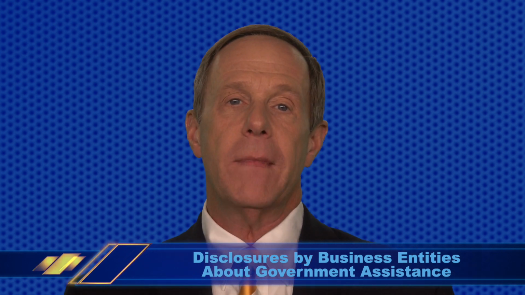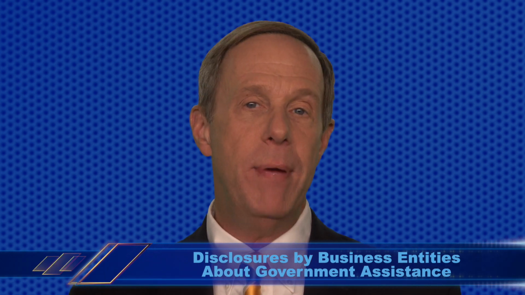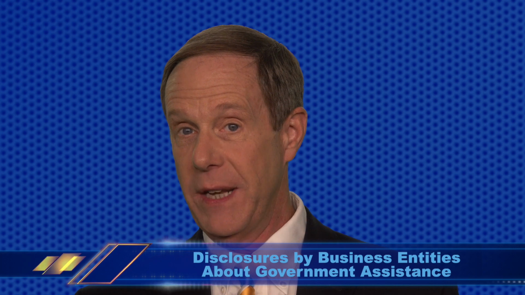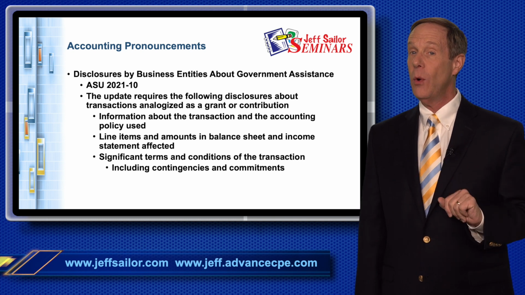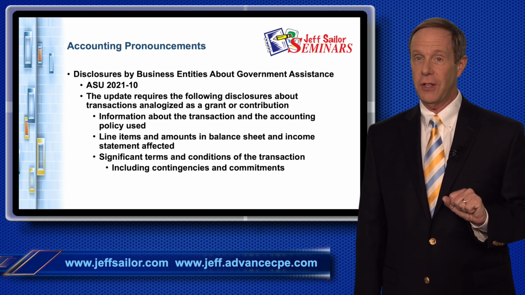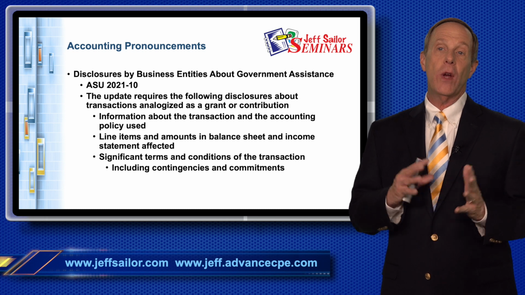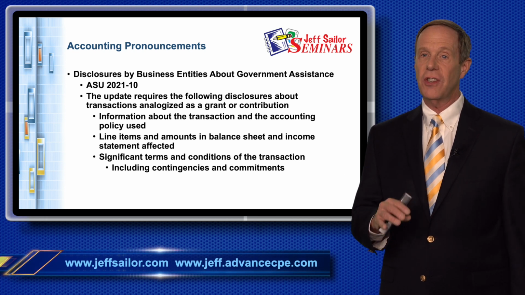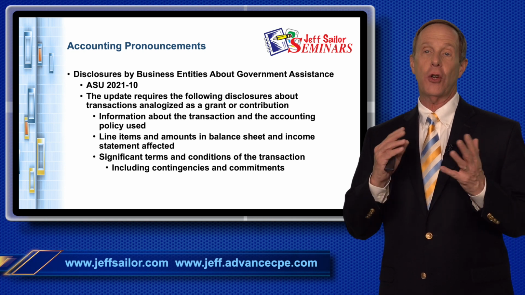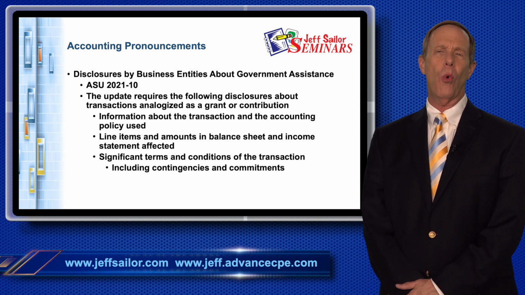Our next one is disclosures by business entities about government assistance. Say what? This is kind of an interesting one. This comes out of Update 2021-10. It's fairly recent. It's interesting. This update requires the following disclosures about transactions analogized as a grant or contribution. Now, what in the world is this about?